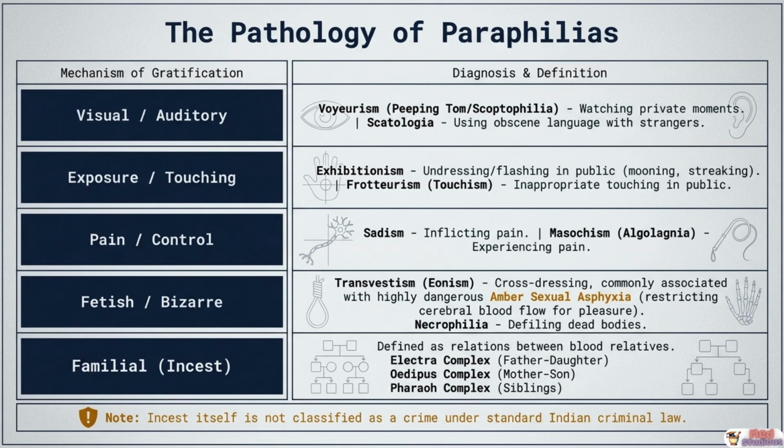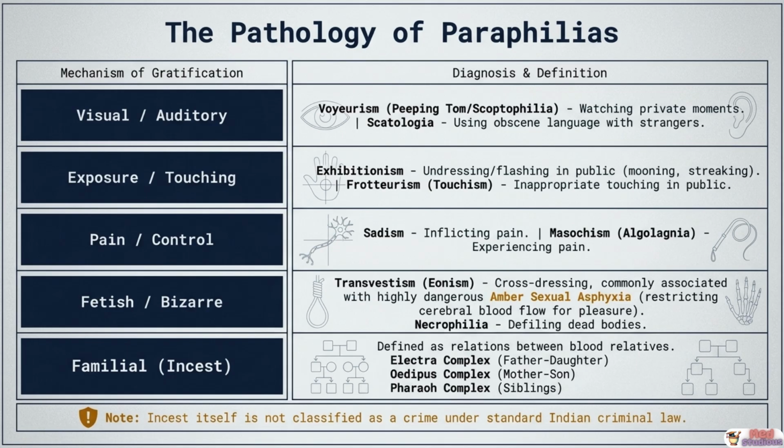Paraphilias, defined as recurrent, intense sexual arousal to atypical objects, situations, or individuals, constitute a distinct forensic category because they frequently coexist with criminal sexual behavior and require specialized clinical recognition. The DSM-5 distinguishes between a paraphilia and a paraphilic disorder. The latter involves personal distress or harm to others. The forensic classification is organized by mechanism of gratification.